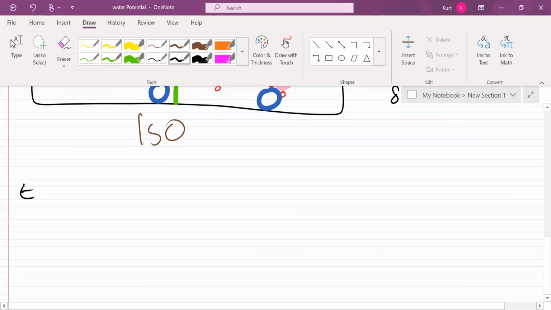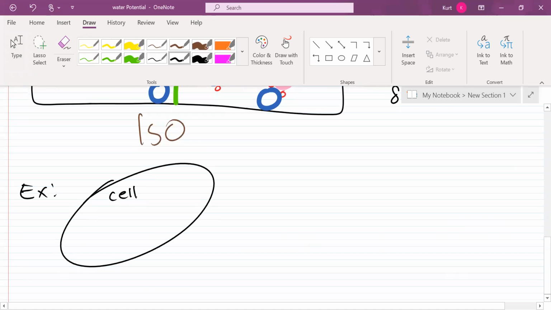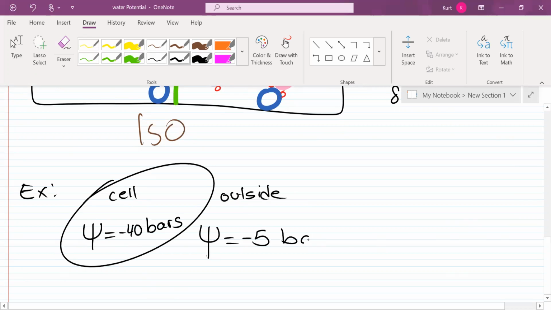So let's say I have an example here of a cell. Inside the cell, the water potential is negative 40 bars. We measure water potential in bars. It's a measurement of pressure. The water potential outside the cell is negative 5 bars. Which way is water going to flow? I don't know. This is what you have to interpret.